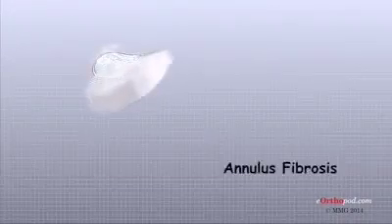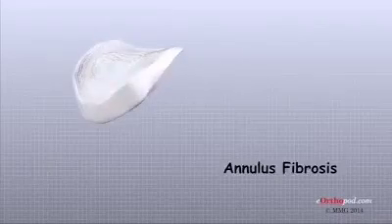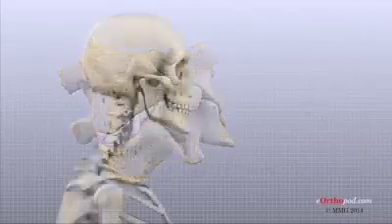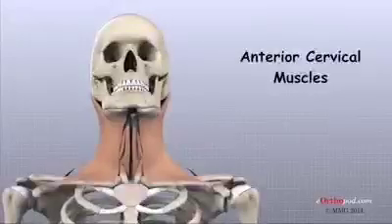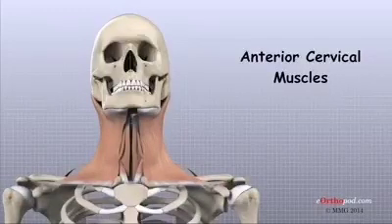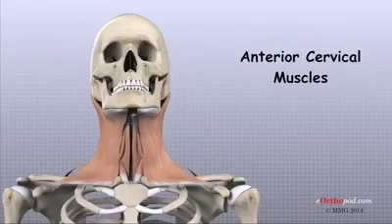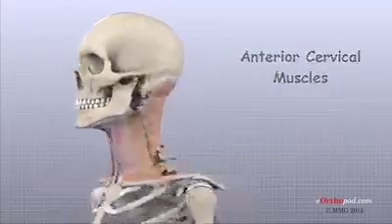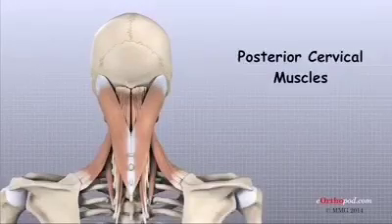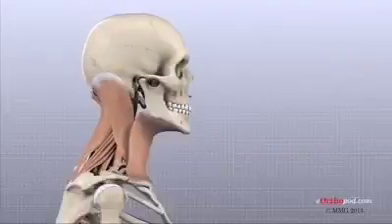The nucleus is surrounded by the annulus, a series of strong ligamentous rings that attach to the vertebra above and below the intervertebral disc. The anterior cervical area is covered with muscles that run from the rib cage and collarbone to the cervical vertebra, jaw, and skull. The posterior cervical muscles cover the bones along the back of the spine and make up the bulk of the tissues on the back of the neck.